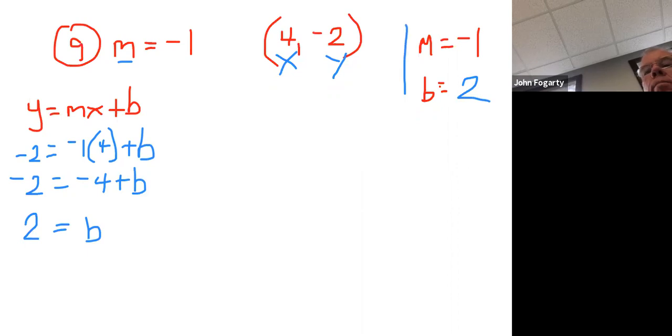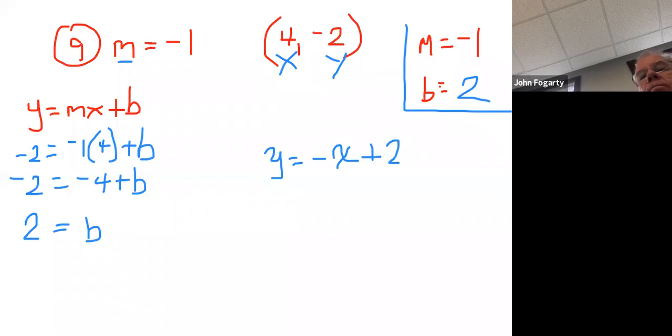So I know the slope is -1. That's m. I know the y-intercept is 2. That's b. So y equals -x (we don't really write -1) plus 2. All right? That's not that big a deal. And I'm pretty sure we did the next one too, right?